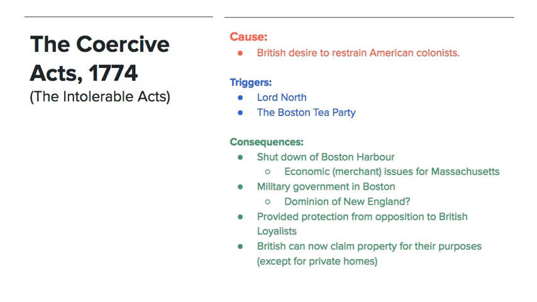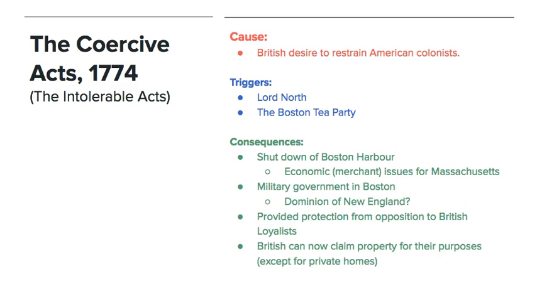So from this we get these coercive acts, or what the Americans call the Intolerable Acts of 1774. The cause of this is pretty much the British desire to restrain American colonists, and again, as we've seen time and time again, to ensure that they maintain power and authority over the Americans. But unlike the taxes, this is direct legislation on just the colony of Massachusetts, pretty much restraining all their natural rights that they have previously entertained.